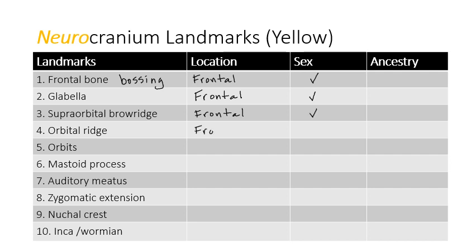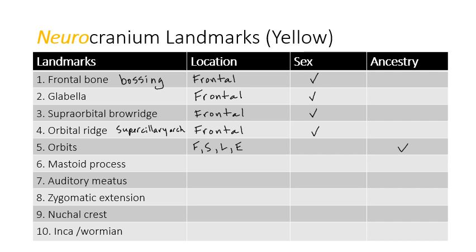Orbital ridge, it is found on the frontal bone, sometimes referred to as the superciliary arch. Write that in there. And it also helps us with sex. The orbits. Okay, so the orbits, they're a composite of our frontal bone. I'm not going to write all of this in, but our frontal bone, we have our sphenoid, we have our lacrimal, we have the ethmoid, and it helps us identify ancestry.